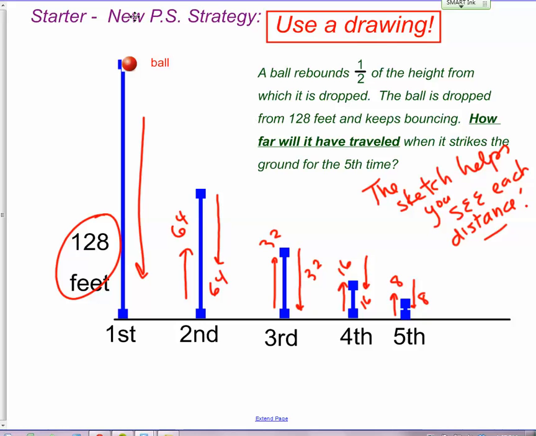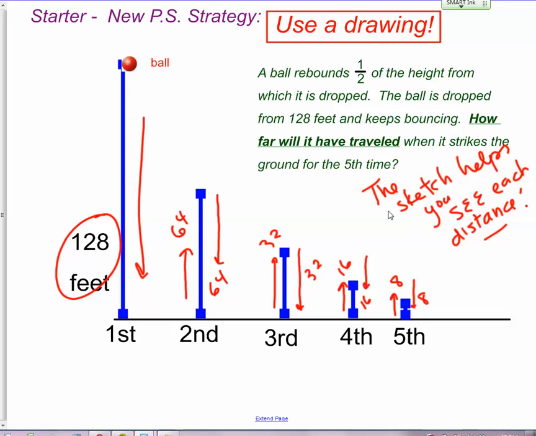All right, we started today with a new problem solving strategy, and it was using a picture or a drawing or a sketch. So we started off with just you listening to the story. I had a ball, I dropped it from 128 feet, and all you knew is that every time it bounced, it came up half of the height of the distance before. And I asked how far will it have traveled when it strikes the ground for the fifth time.